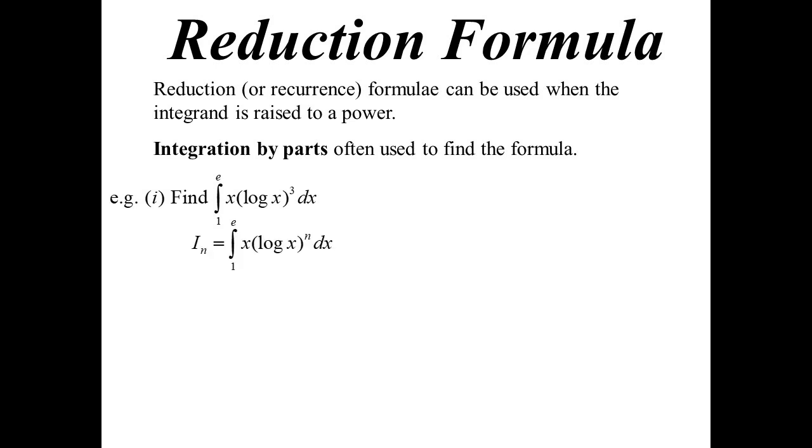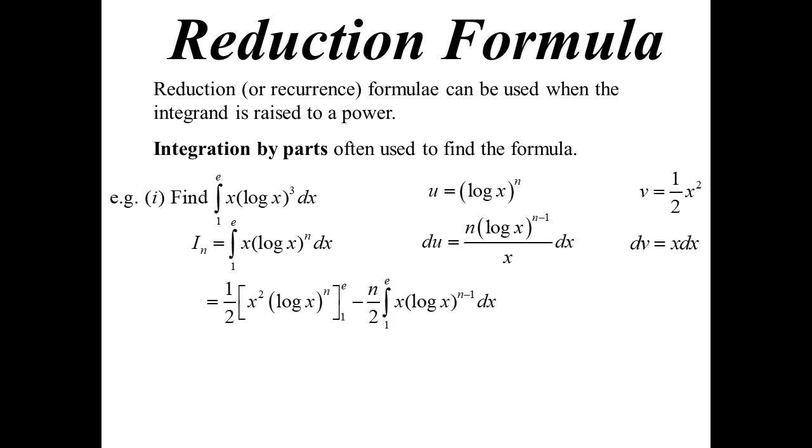So I'll let u equal log x to the power of n. It's the logical thing to pick for a couple of reasons. One, we don't have to integrate the log, but two, it will reduce the power. It'll bring it down, so du is n log x to the n minus 1 over x. dv will be x dx, which means v is a half x squared.